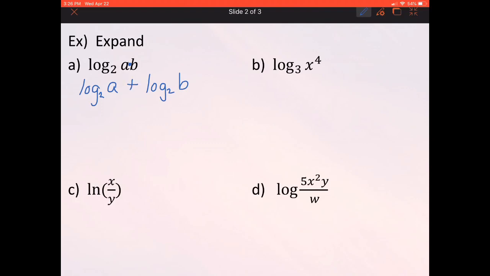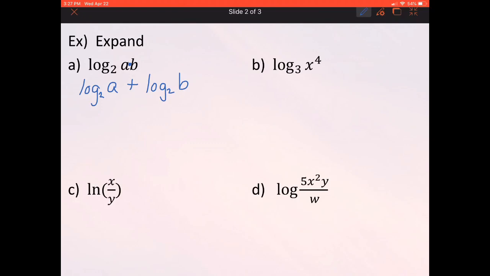And we always ask, well, wait, why are we changing it from multiplication to addition? Well, it's actually because the log, when you evaluate it, as we talked about in the last video, was the exponent. Well, when you multiply bases, you add exponents. So that's why it changes to that. All right, so this is the final answer: log base 2 of A plus log base 2 of B.